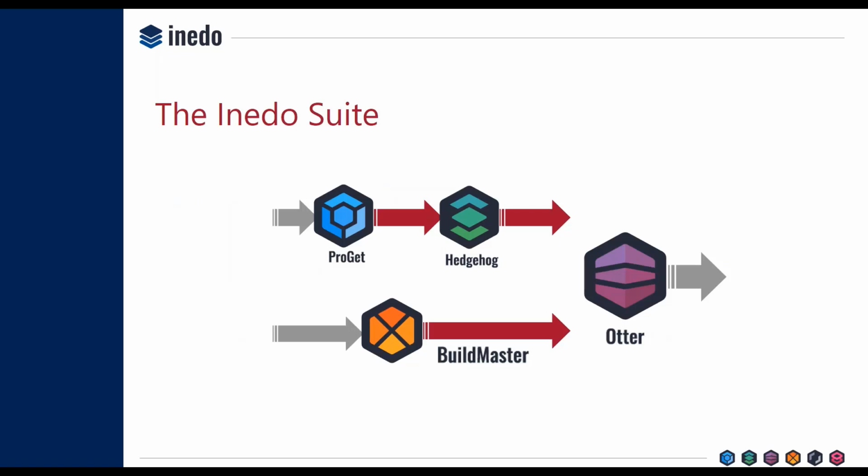The idea is that whether you're using Buildmaster by itself to maybe get source control, build it, deploy it to all your different environments, or you're shifting to a more package-based deployment model, which would use ProGet, sometimes Buildmaster, since obviously Hedgehog is still in beta, but everything moves the applications down towards servers and the cloud, and that's where Otter comes in to manage and provision it.